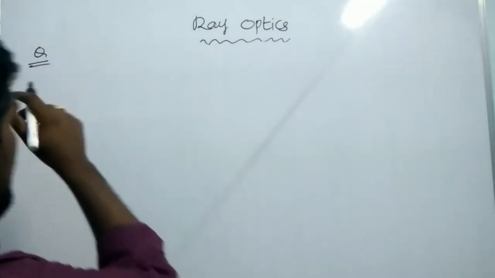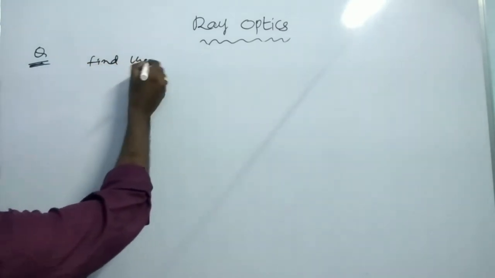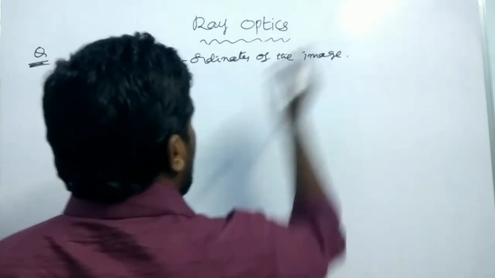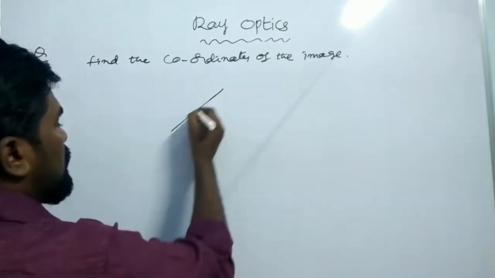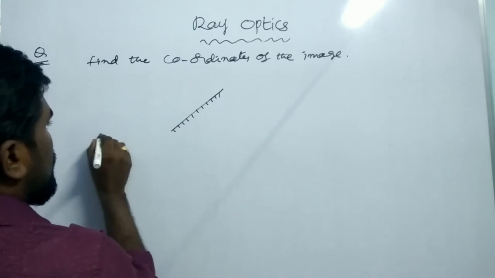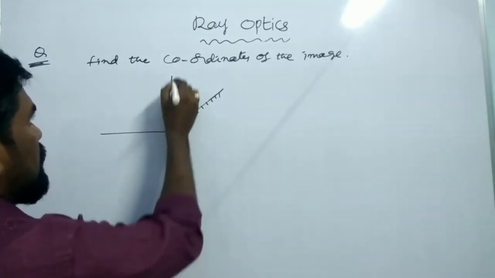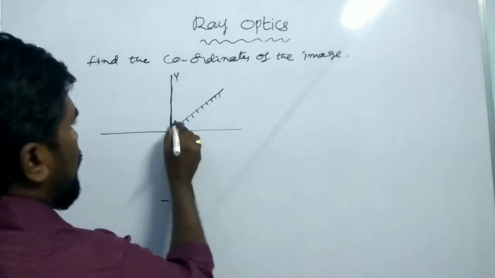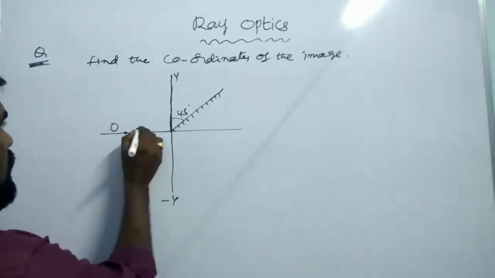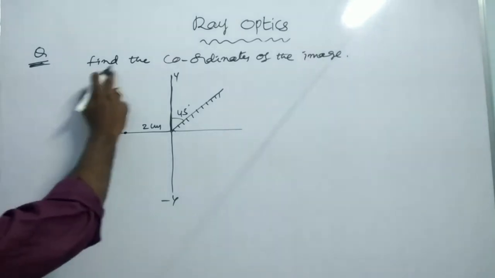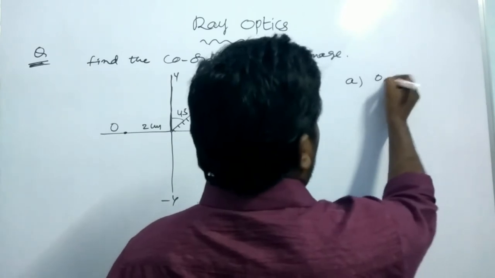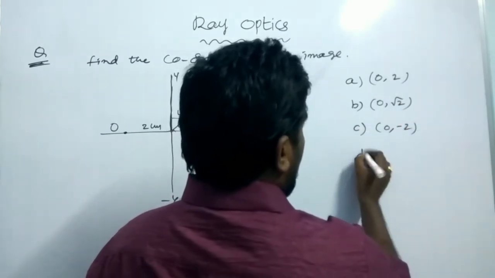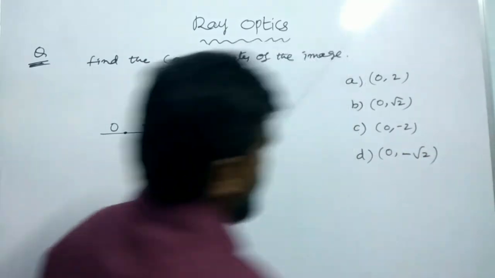So now let us see some concepts about the minimum length required for the mirror, and a numerical: find the coordinates of the image. So this is the mirror, and this is the y-axis, and this is the x-axis. Here theta is 45 degrees. The distance of the object is 2 centimeter. Okay. Find the coordinates of the image. The options are 0, 2; 0, √2; 0, −2; and 0, −√2.